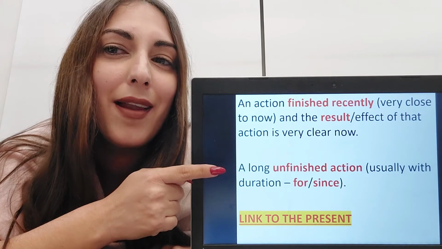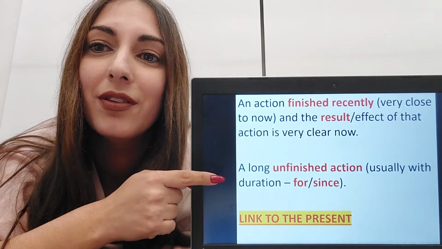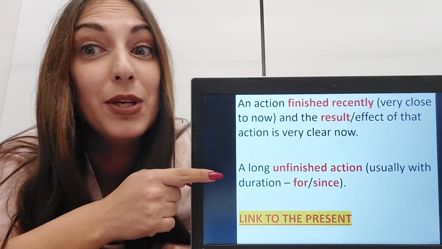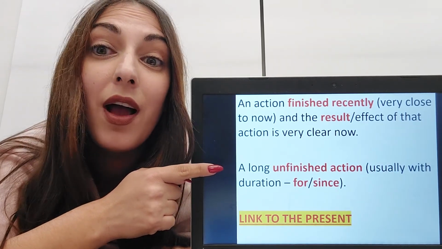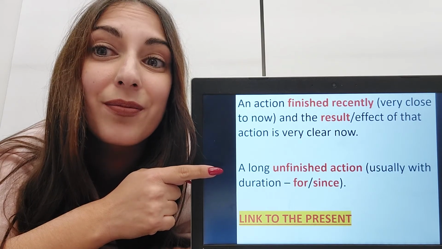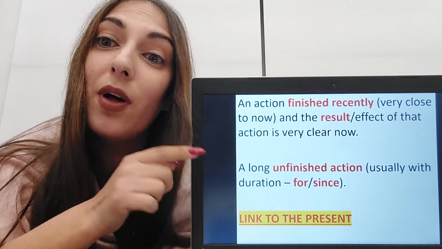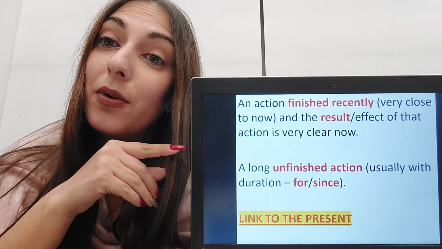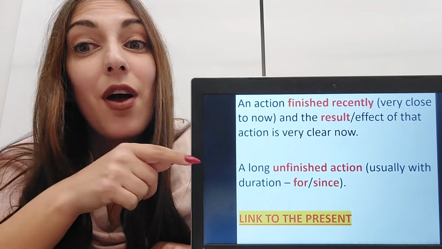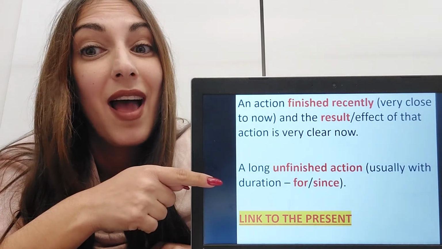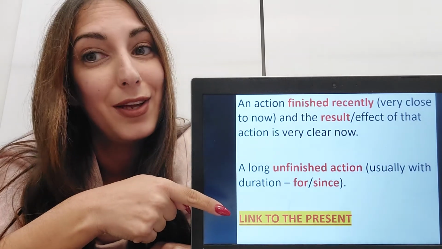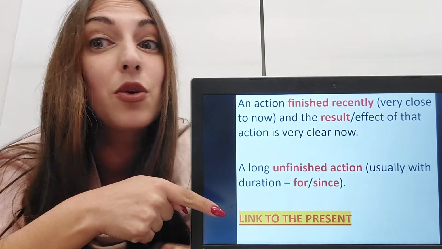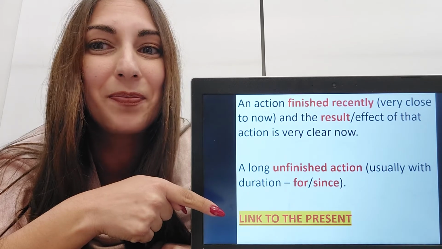And here, an action, a long action that had some duration, and usually I say for how long or since when I have been doing this, but a long, unfinished action. So before with present perfect simple, I told you that an unfinished statement goes with present perfect simple, but unfinished actions go with present perfect continuous. And of course, there is a link to the present always. So present perfect, whether it's simple or continuous, always has some kind of link to the present.